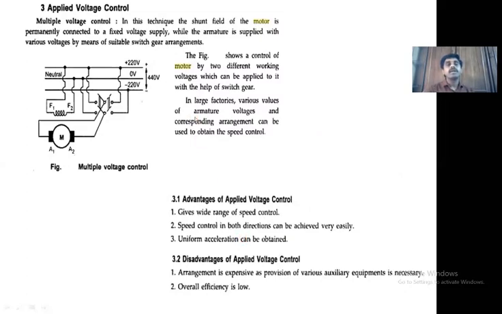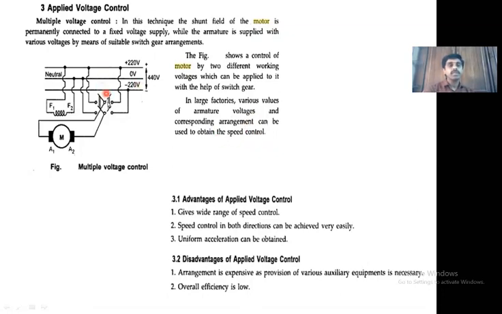Let us see the third method, applied voltage control, which is also called multiple voltage control. In this technique, the shunt field of the motor is permanently connected to a fixed voltage supply, while the armature is supplied with various voltages by means of switchgear arrangements. So the field is supplied with a fixed voltage supply, and the armature is supplied with variable voltage. In large factories, various values of armature voltages and corresponding arrangements can be used to obtain the speed control.